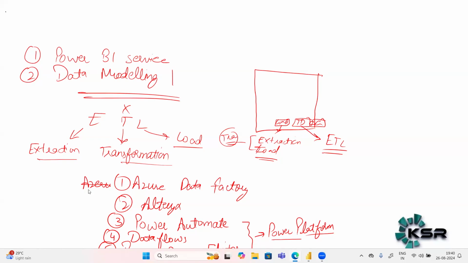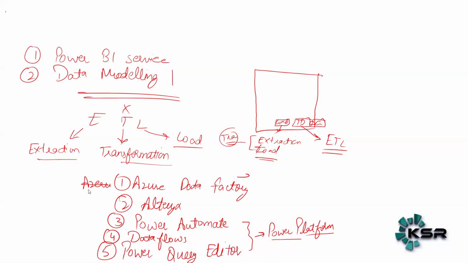Basically these are the tools with which we can achieve the ETL process: extraction, transformation, load. Azure Data Factory comes in the Azure portal. It is a product of Azure. Alteryx is a standalone application for that. You need to install it like Power BI, and then you work on that. You can achieve the ETL process using Power Automate. You can achieve the ETL process using dataflows. Similarly, you can achieve it using Power Query Editor. So these 5 tools are not the end of the world. You can achieve the ETL process through anything.